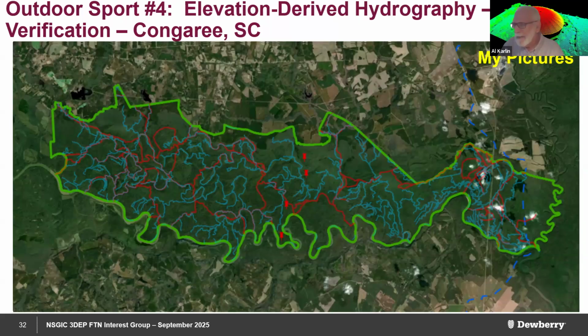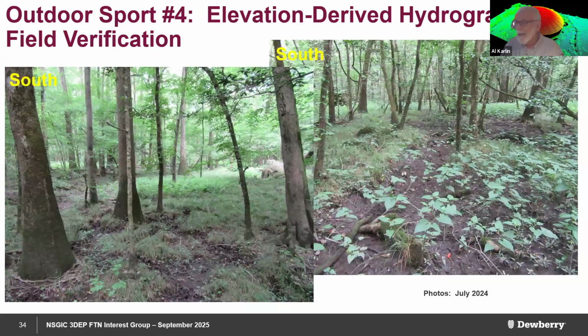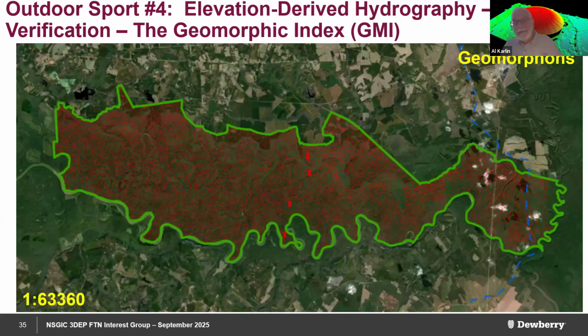Kind of interesting. And just to remind you, starting from the north on the left, going to the south on the right, that's what I saw. Well, let's see, what does the geomorphic index have to tell us? And again, at 1 to 63,360, inch to a mile, it's hard to see anything in the geomorphons. So I'm going to zoom in to right here, and you can see this is about where I've got a picture.